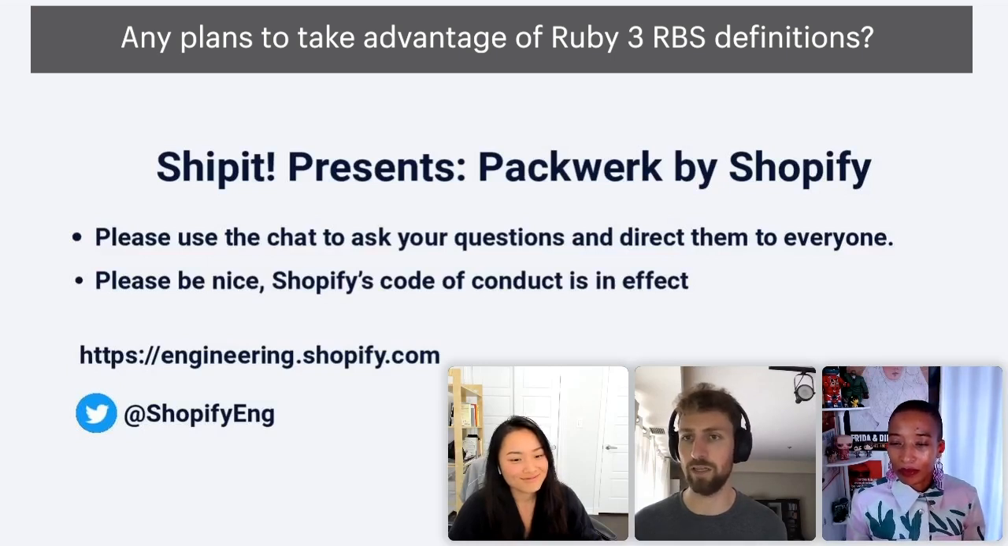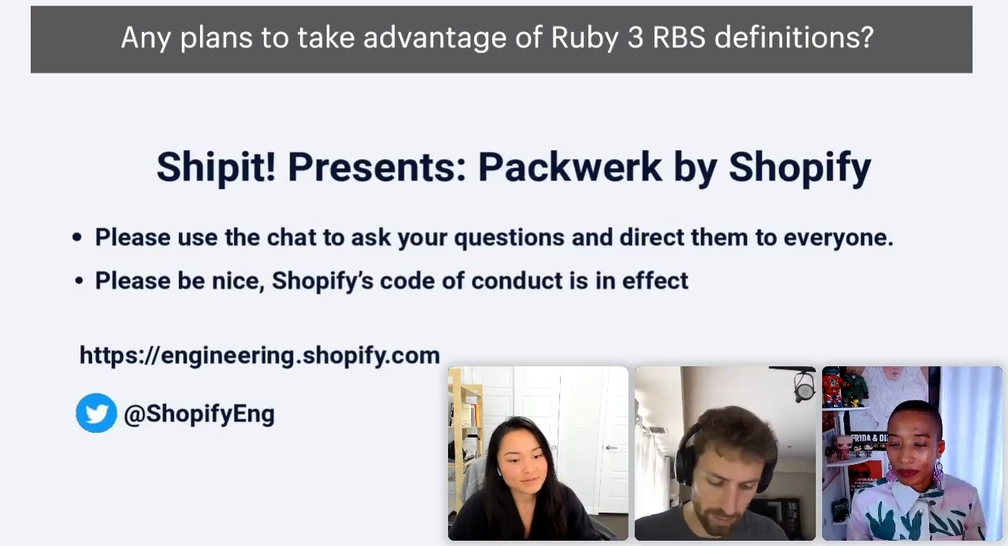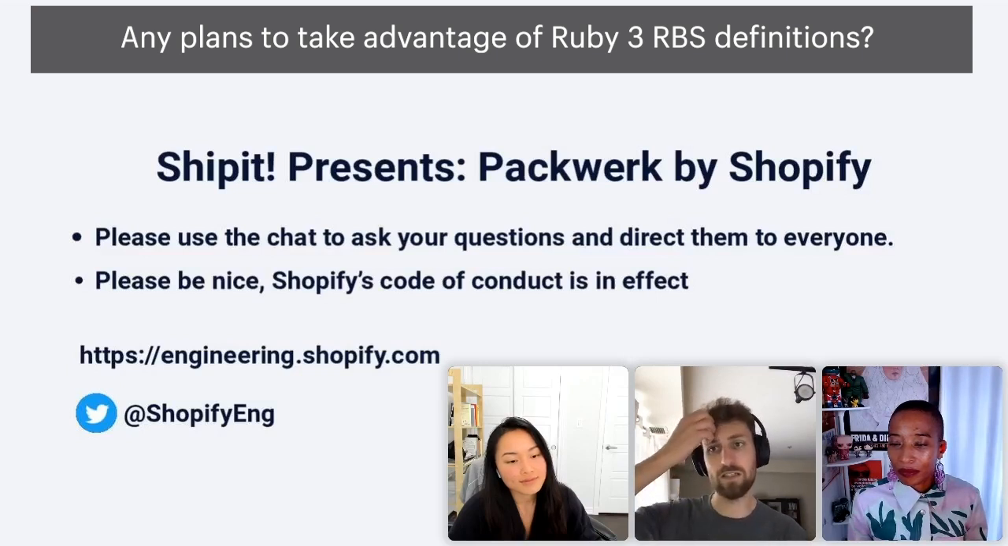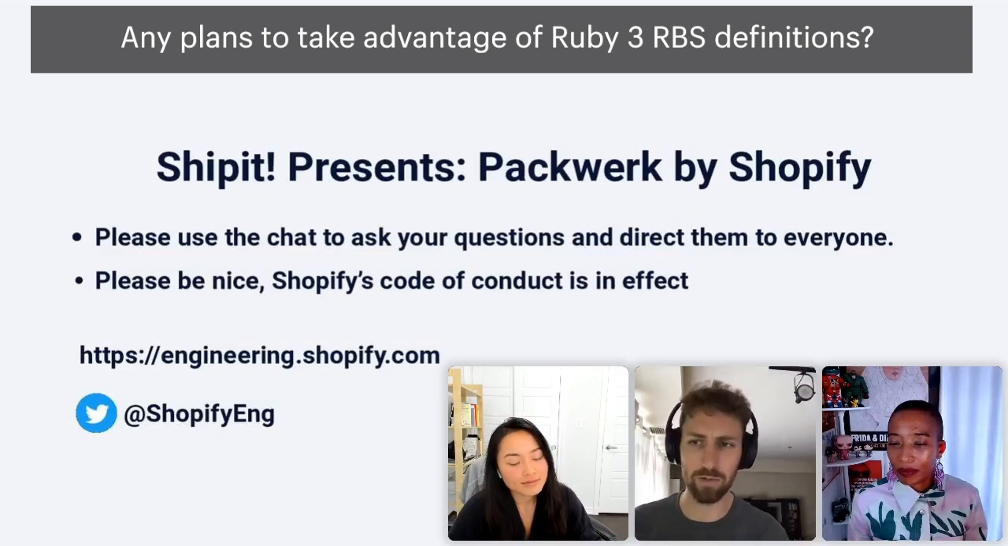If we do adopt RBS and remove the signatures from the code, we would have to, I guess, change Packwerk. But I can't really imagine that. I'm not on the Sorbet team, but as I understand it, one of the big advantages of Sorbet for us is that we do have the signatures in the code because it's added documentation. So I don't think we will move away from that.